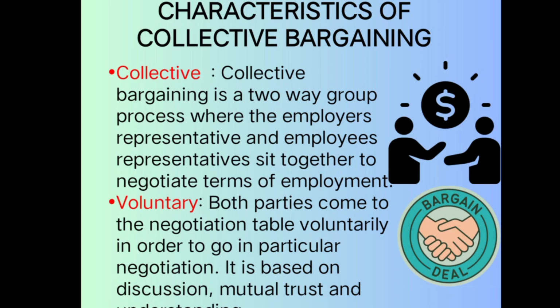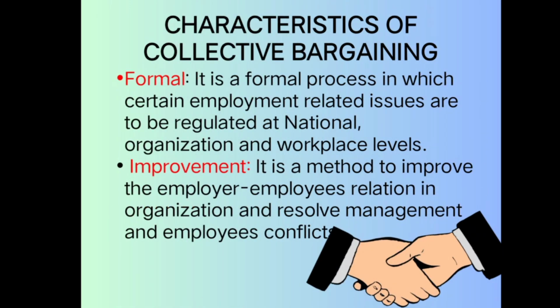Voluntary. Both parties will come voluntarily. In order to prevent a strike, both parties will come voluntarily and do the negotiation. For example, I want a bonus for Diwali. I am asking, I want a 30% bonus, or a 10% bonus, or a 50% bonus. There will be a negotiation.